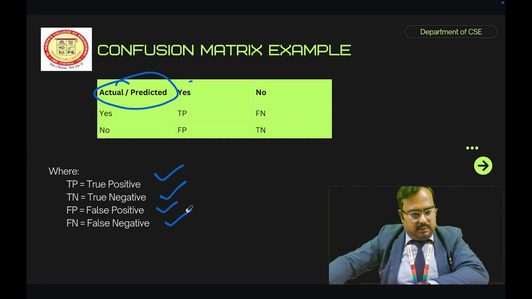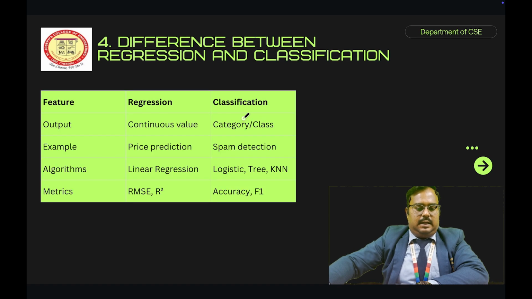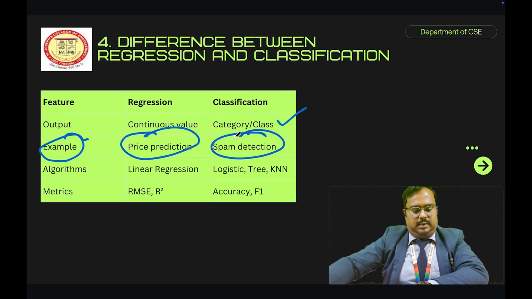Next we will discuss the difference between regression and classification. Already we discussed that regression is a continuous value, and classification is a categorical or class value, right? Based on this, we will discuss some examples. In this example, regression is price prediction, classification is spam detection. For regression we can use any regression algorithm like linear regression. In the same way for classification, we have various algorithms: logistic regression, decision tree, KNN.